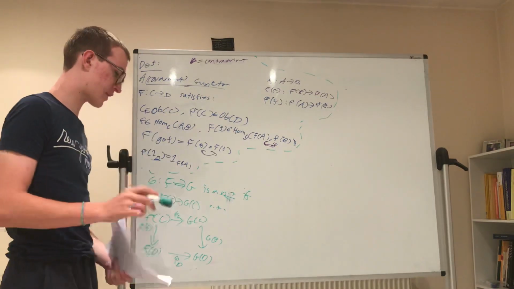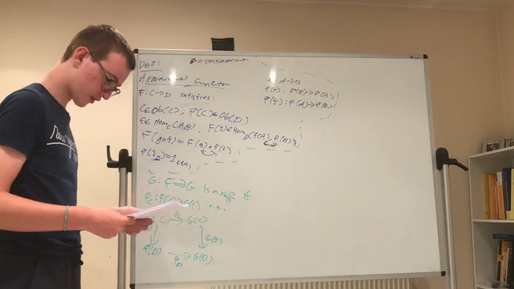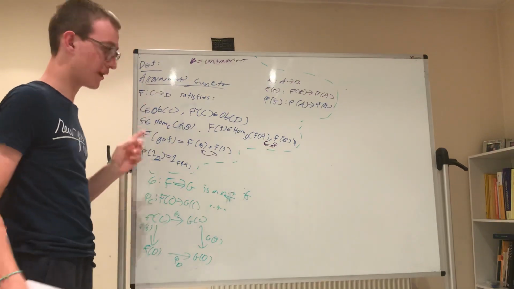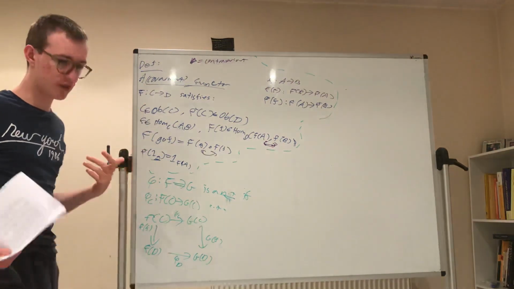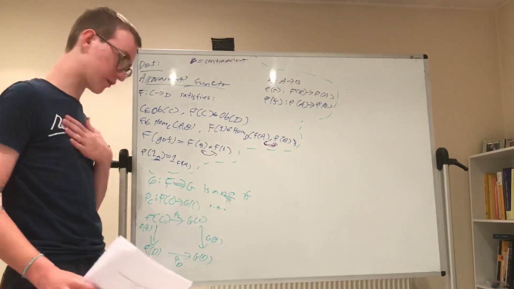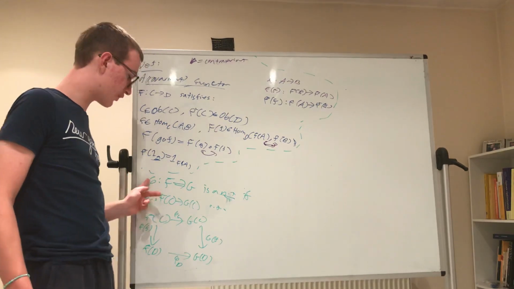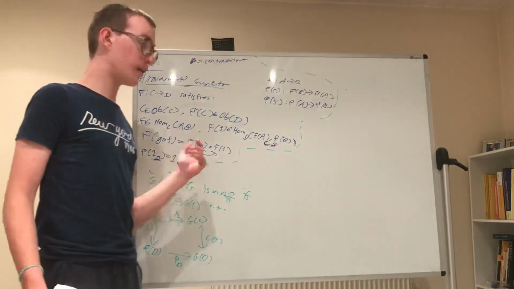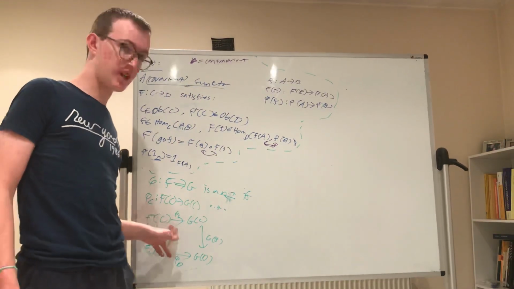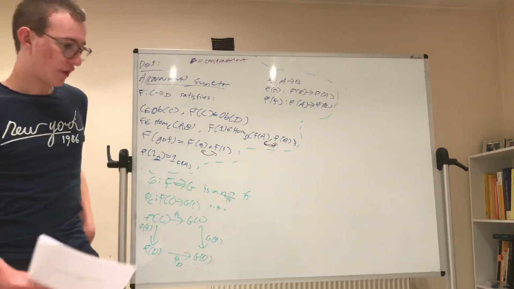So that's natural transformation. Let's see if I've got an example here. Oh yeah, a good one, which you might hear as a buzzword, natural isomorphism. Phi is said to be a natural isomorphism if phi C is an isomorphism for all C. So that's what that means.